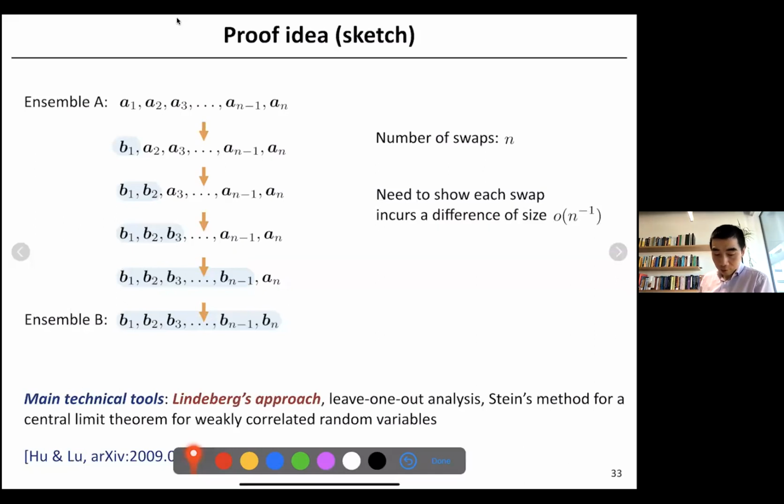In the actual proof, we also need to use some Stein's method to show a version of the central limit theorem. And as I mentioned, one of the challenges is dealing with this implicitly defined function through an optimization problem. For that, we use a so-called leave-one-out analysis for analyzing this optimization problem. But I don't want to go into the details. I'd be very happy to talk to you offline if you're interested.